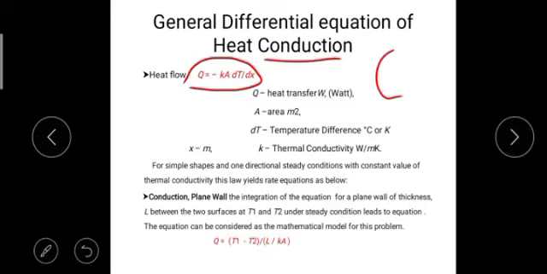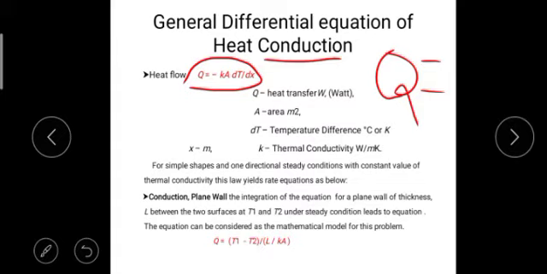Q equals minus KA dT divided by dx. Here, Q denotes the heat transfer. K is the thermal conductivity, with a unit of watt per meter Kelvin.